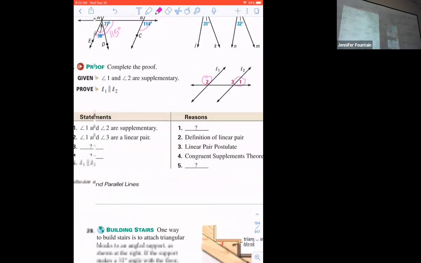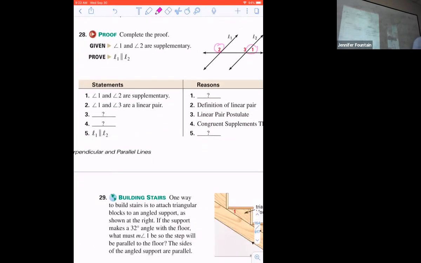So if we look at statement 1, angle 1 and angle 2 are supplementary because, what is our reason? That is the given. I always love the first step. That is my given. Okay. Angle 1 and angle 2, I'm sorry, angle 1 and 3 are a linear pair. That's the definition of a linear pair.